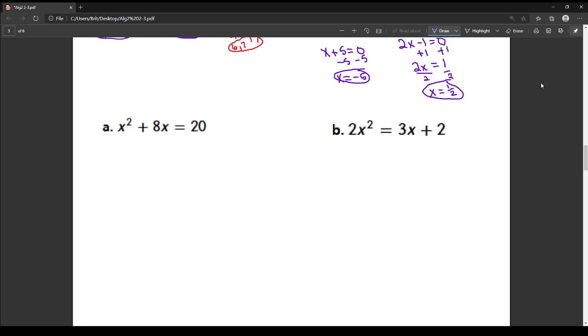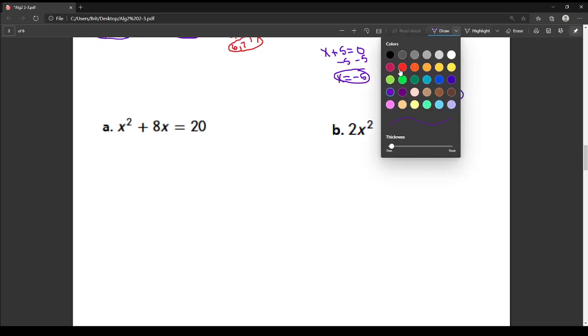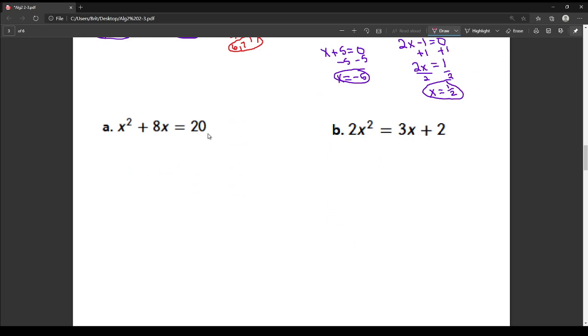Let's do another one. So now on this one, it's not in standard form yet, so I need to subtract the 20 to each side of the equal sign. So I get x squared plus 8x minus 20 equals 0. Because my a value is 1, I could just do the double bubble method. So I put my x's in there. I drop down my first sign. To get a negative here, I need opposite signs, so I'm going to fill in a minus.